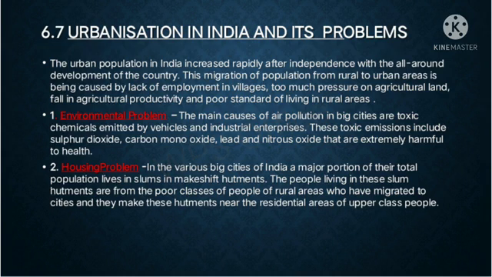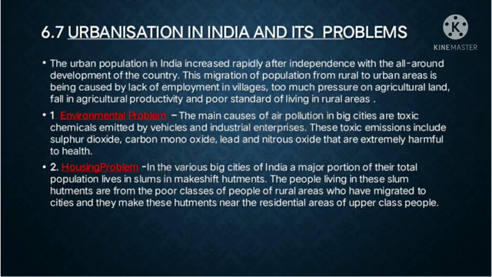Now, let's discuss urbanization in India and its problems. The urban population in India increased rapidly after independence with the all around development of the country. This migration of population from rural to urban areas is being caused by lack of employment in villages, too much pressure on agricultural land, fall in agricultural productivity, and poor standard of living in rural areas.